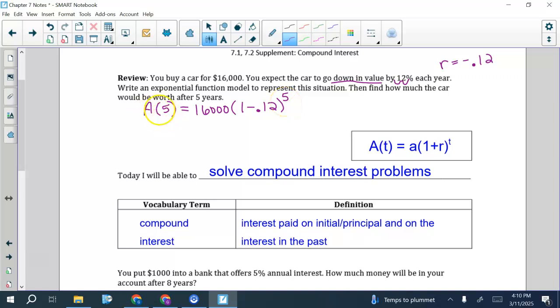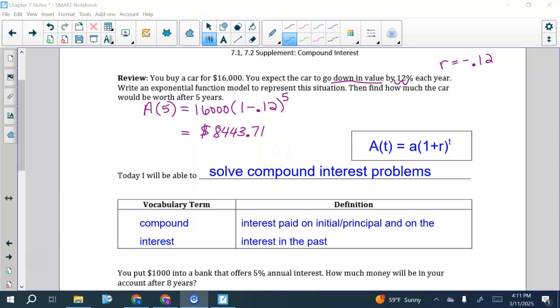Okay, so the left side, you don't have to do anything with that. That's just saying the amount after 5 years. Just go ahead and calculate what the right side is to see what that car will be worth after 5 years of driving. All right, go ahead and pause the video and see if you can get that to work out. All right, the value of the car after 5 years should be $8,443.71.